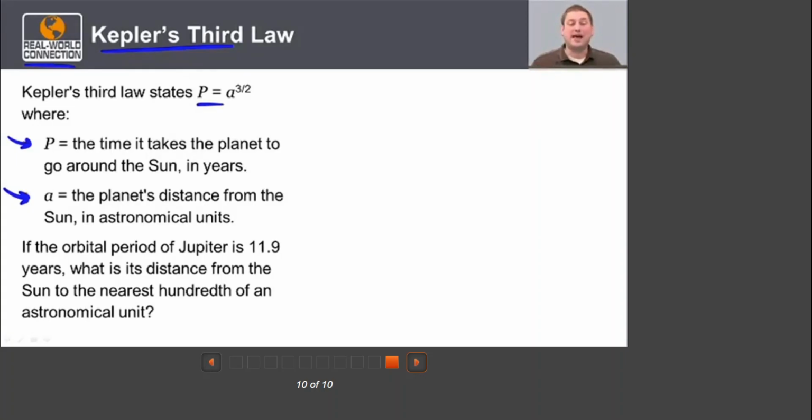So by plugging that into the formula, well, 1 to the 3 halves power is equal to 1. So we know that Earth is 1 astronomical unit away from the sun. We're going to be taking a look at Jupiter. If the orbital period of Jupiter is 11.9 years, then what's its distance from the sun, to the nearest hundredth of an astronomical unit? So we can plug in 11.9 for P. So we have 11.9 is equal to A to the 3 halves power.